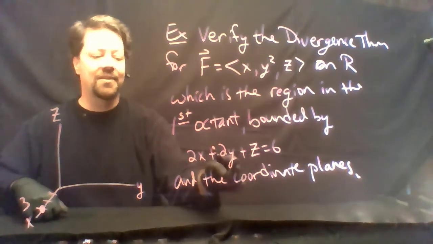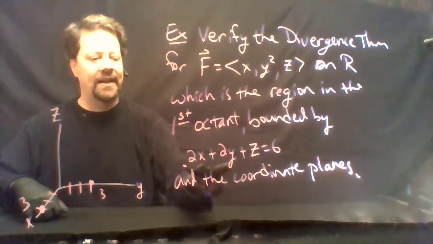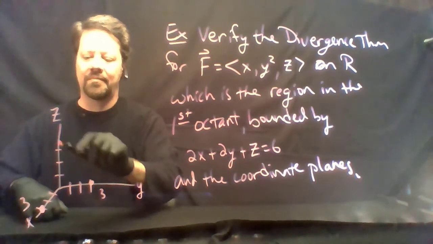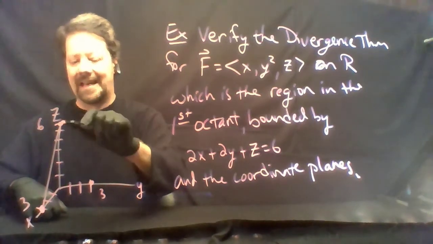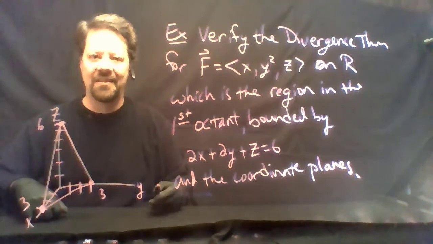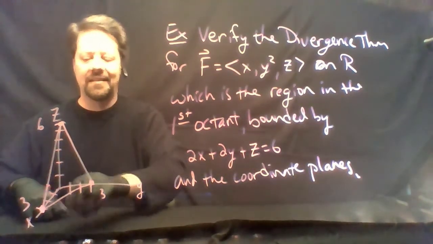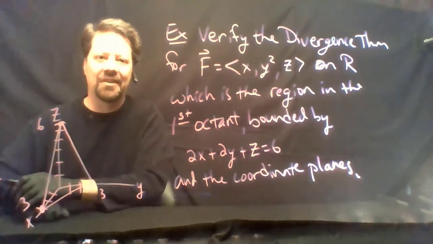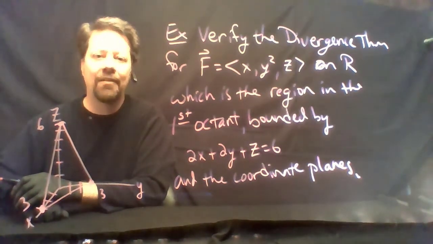When x and z are 0, y has to be 3. And when x and y are 0, z has to be 6. Connecting these 3 points, since 3 points determine a plane, we have this plane in the first octant. We're also bounded by the coordinate planes, which means the solid we're dealing with is the tetrahedron cut off there in the first octant. It has 4 faces, 1 solid, 4 faces.